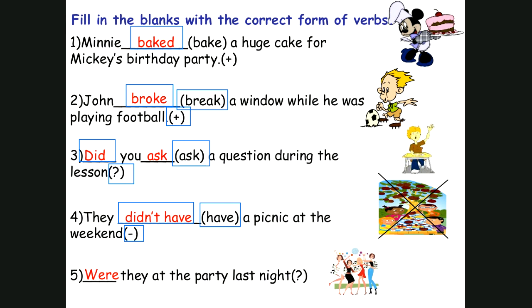Finally, you are having here, they at the party last night. This is a question. We don't have any verb, but we suppose that this is the verb to be for the plural ones, because you are talking about whether the people attended a party.